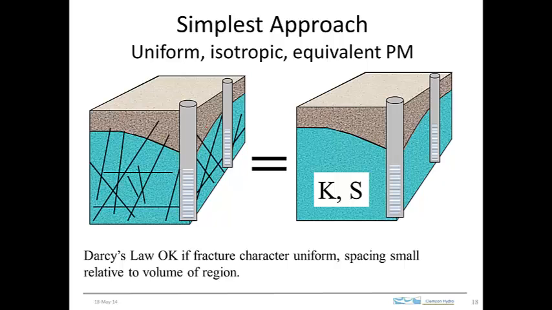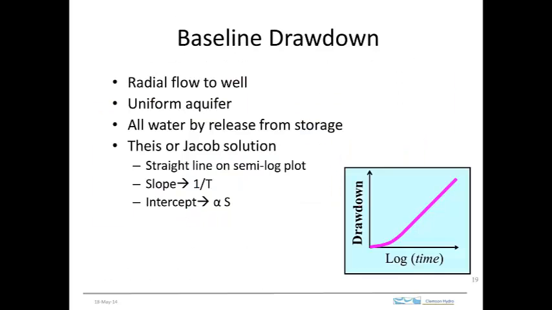And so instead of having a system like this where there are fractures, these discrete features, and a matrix in between them, I'm just going to lump all the effects of those fractures together and have a single value of hydraulic conductivity and storativity that characterizes this aquifer. So if this is the case, then we might just assume that the flow is radial to the well, the aquifer is uniform, all the water that's pumped out by the well is released from storage.